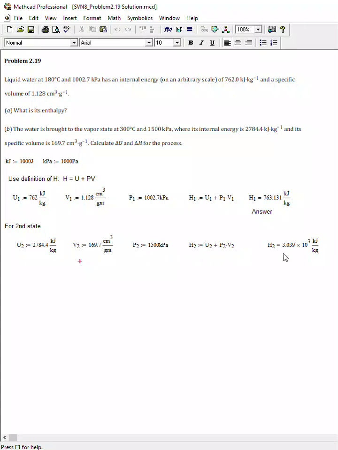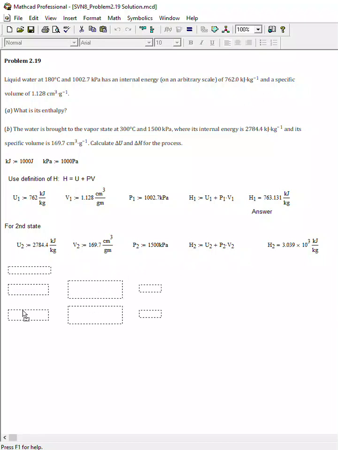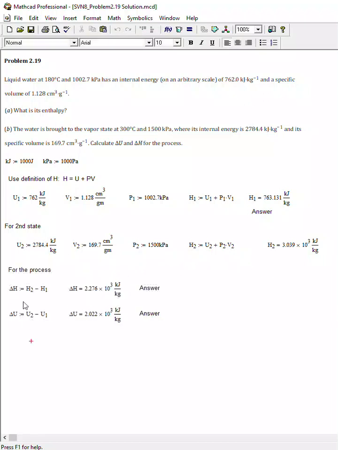And so we get an enthalpy for the second state of 3039 kilojoules per kilogram. For the overall process, we then calculate H2 minus H1. So H2 minus H1 is 2276 kilojoules per kilogram. We can then calculate delta U. That is 2022 kilojoules per kilogram.